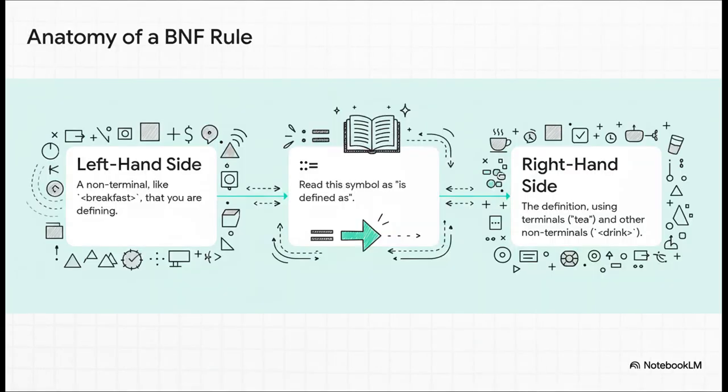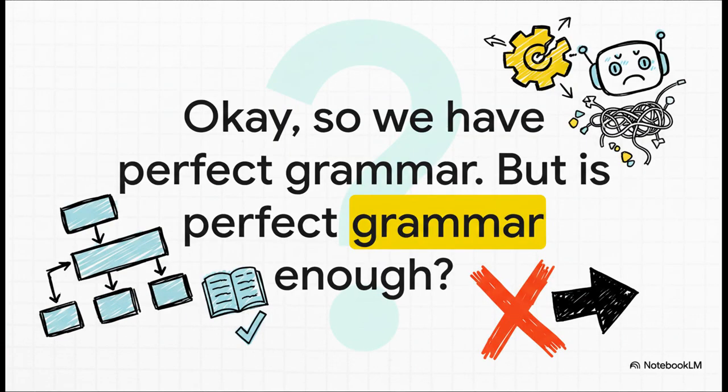So let's just recap that real quick. Every single BNF rule has this simple structure. You've got the left-hand side, which is the non-terminal concept you're defining. You've got the double colon equals in the middle, which just means is defined as. And then you've got the right-hand side, which is the definition itself, made up of terminals, the actual literal words, and other non-terminals, which point to other rules. All right, this is awesome.